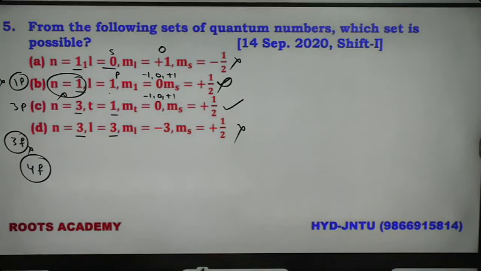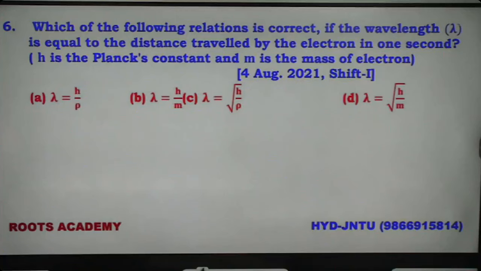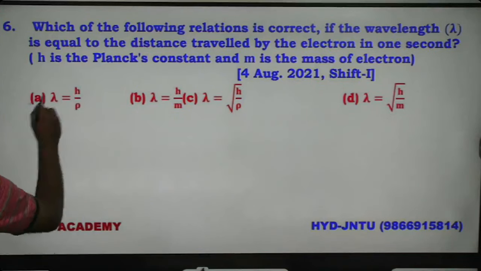Well, coming for the next one. Which of the following relations is correct if the wavelength is equal to the distance traveled by the electron in 1 second? First option, λ = h by p. Yes, good.